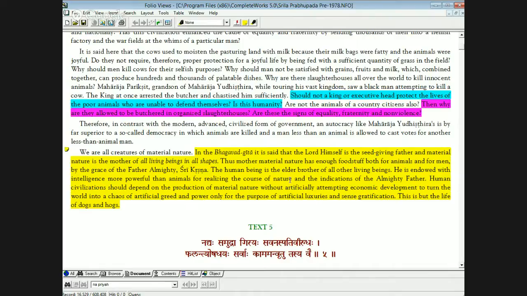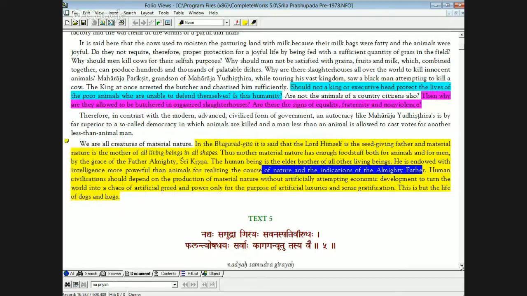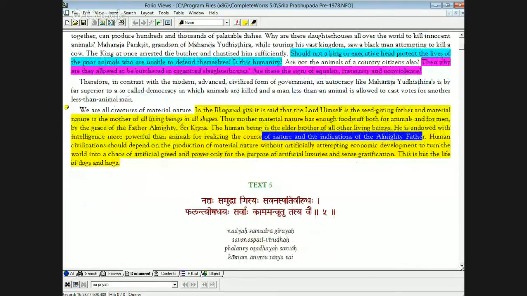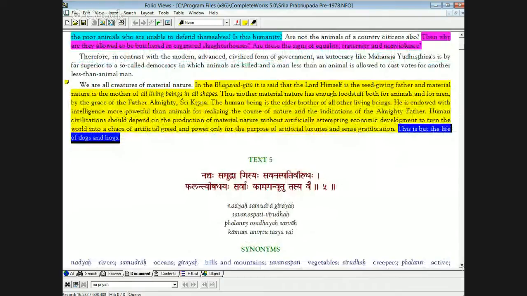He's endowed with much more powerful intelligence, to understand how to use the gifts of the Almighty Father. So human civilization should depend on the production of material nature without artificially attempting economic development to turn the world into chaos. Actually, every word in this purport is nice. I was rather repeating the purport two times. And then Prabhupada says at the last, this is but the life of dogs and hawks.